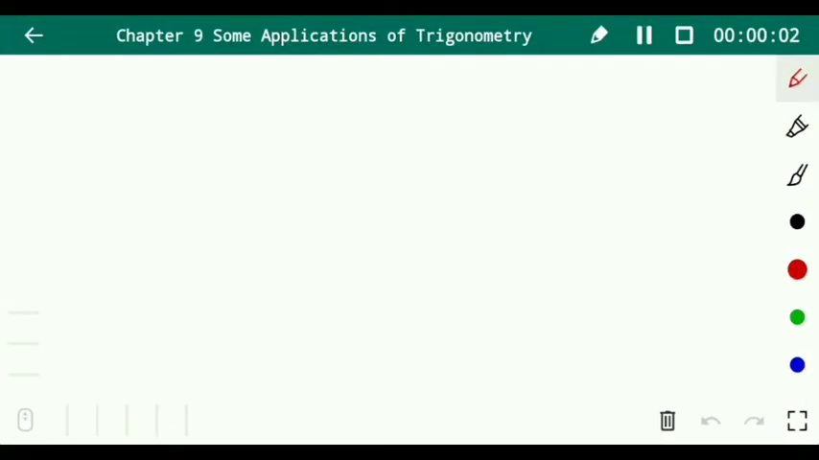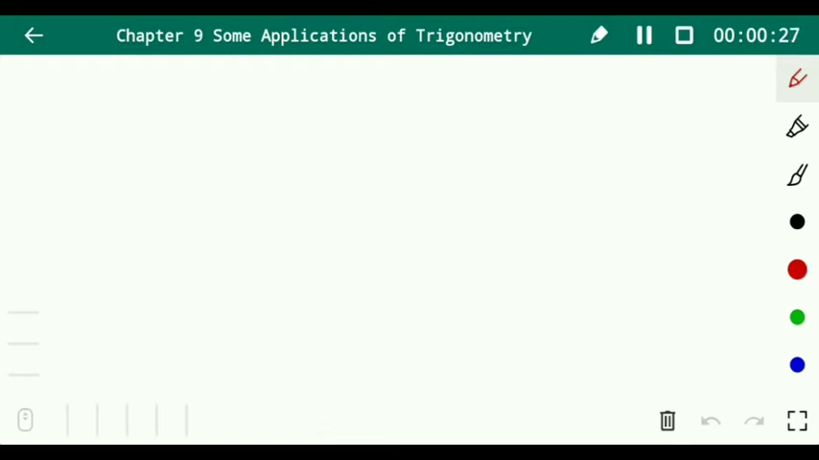Today we are going to start a new chapter of class 10, chapter number 9, some applications of trigonometry. In the previous chapter you have studied about trigonometric ratios. In this chapter you will be studying about some ways in which trigonometry is used in the life around you.